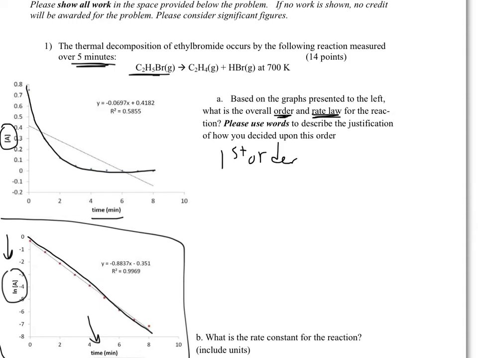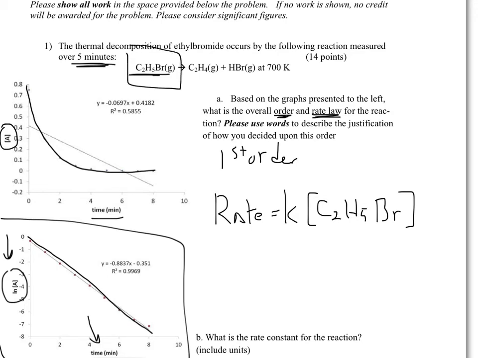And so the rate law for that reaction would be that rate is equal to k times the concentration of our reactant, C2H5Br. One of the other things that is sort of a giveaway, even if you didn't know how to do this problem, that this is a first order reaction, is that there is only one molecule being decomposed here. And so by its very nature, it needs to be a first order reaction. It's just decomposing.